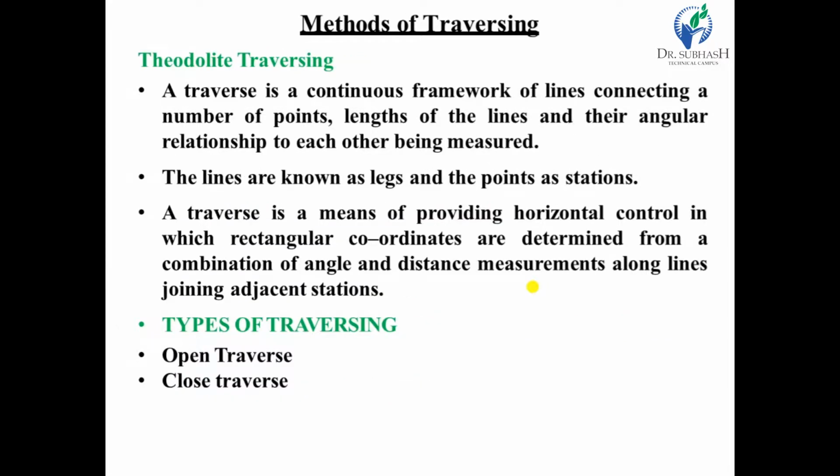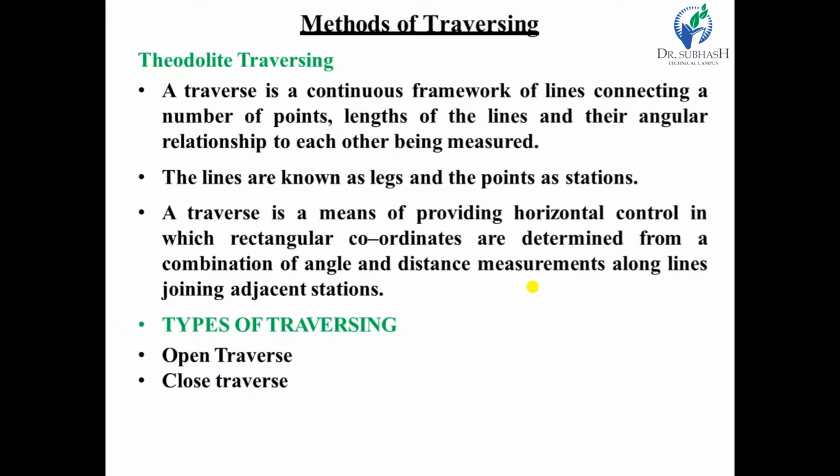Now we are moving to the methods of traversing. How can we create the traverse, or how can we measure the traverse? By angular means. We measure the distance by using a chain or tape, or nowadays laser distance meters are also available. For the digital version, we also use the total station for measuring angles, but that is a digital means of measurement and this is the manual means of measurement.